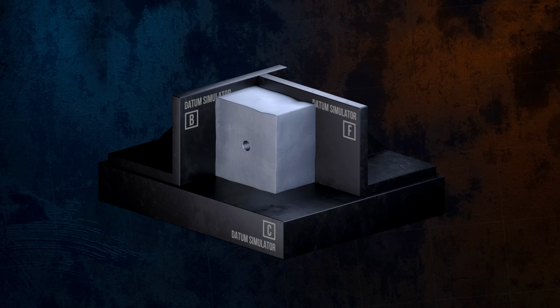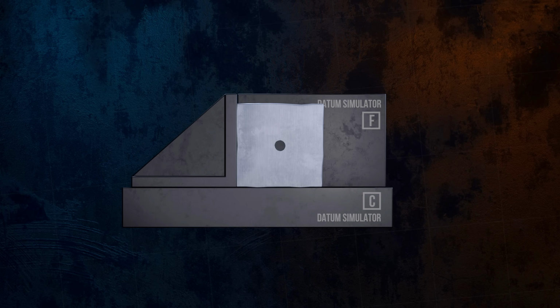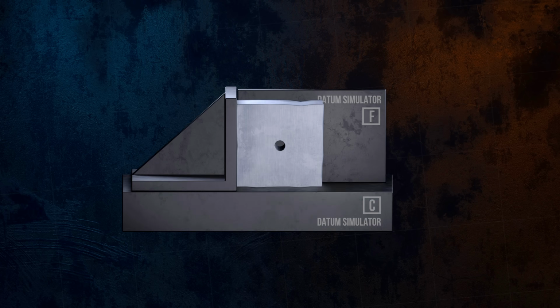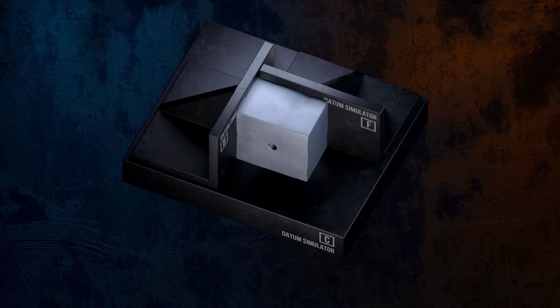To see why, let's look at an example where we want to measure where the center of the hole is located. Since we held the part against datum simulator B first, it will have a minimum of 3 contact points with datum feature B. Datum simulator C will have a minimum of 2 contact points with datum feature C. And datum simulator F will have a minimum of 1 contact point with datum feature F. The datums are listed in order in the feature control frame.